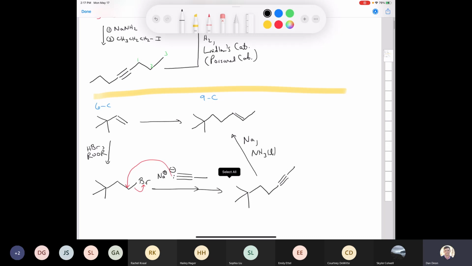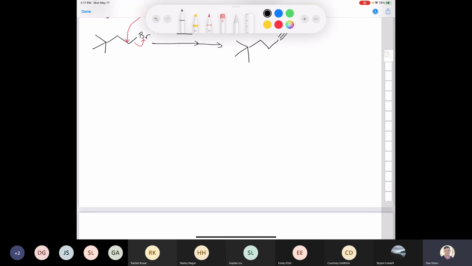All right. Well, let's take a look at the last one. The last one, we're starting out with this molecule. So we have this double bond like that. And then we're taking it and converting it into a terminal alkyne. It looks like this. Okay, so we're starting out with 5 carbons in our molecule, and we're ending up with 7 carbons in a molecule.